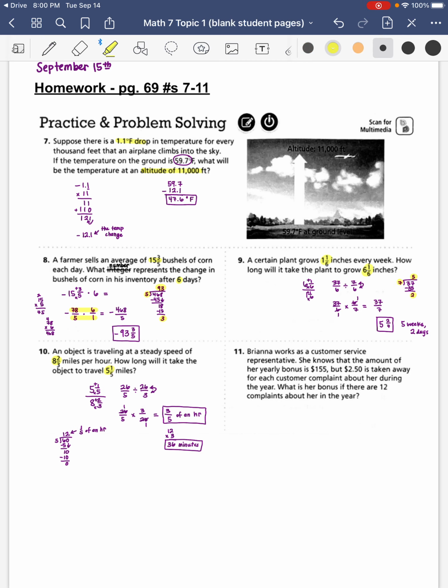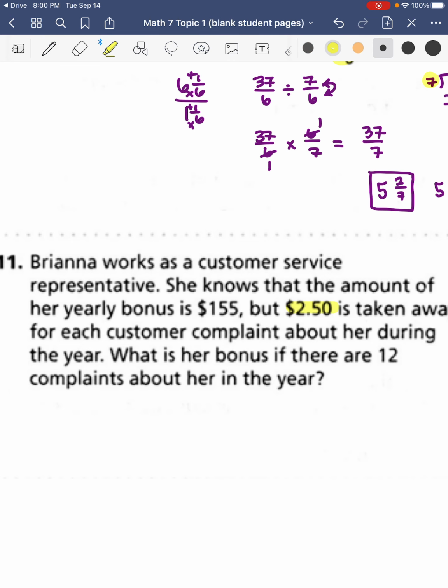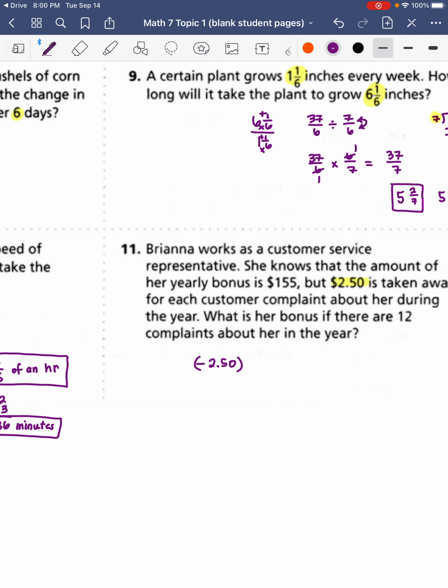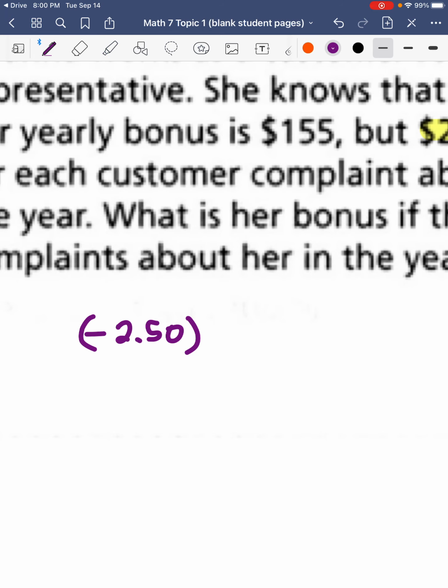Okay, so if $2.50 is taken away, what kind of $2.50 are we talking about? Hopefully you said negative $2.50. So we have negative $2.50 for every customer that complains about her. And we know that there are 12 customers that complain about her. So we're going to multiply that times 12.